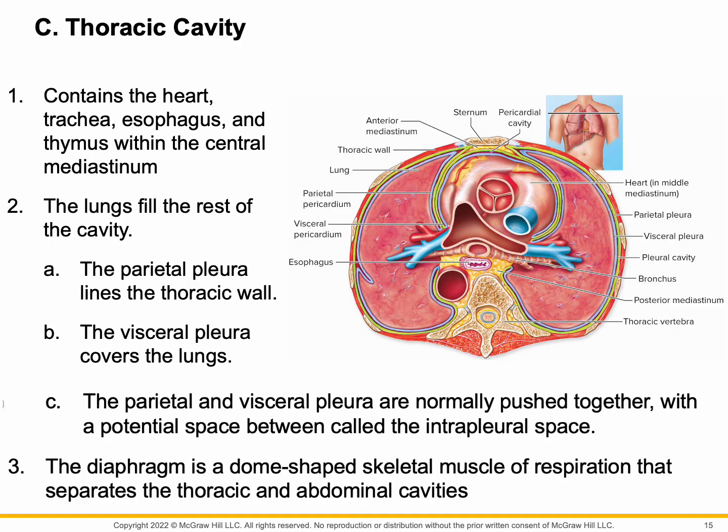Recall that the thoracic cavity contains the heart, the trachea, the esophagus, and the thymus within the central mediastinum, and the lungs fill the rest of the cavity. There is the parietal pleura that lines the thoracic wall, and the visceral pleura, which covers over the lungs. Both of these pleura are normally pushed up against each other, close together, with a potential space between them called the intrapleural space. The diaphragm is a dome-shaped skeletal muscle of respiration that separates the thoracic and the abdominal cavities.